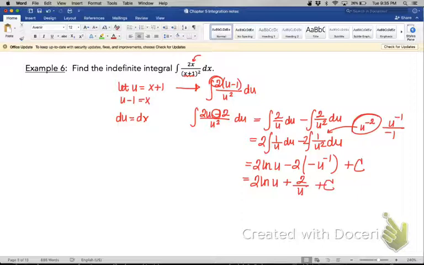And now we can go ahead and put our u's back in there. So I have 2 times the natural log. I forgot my absolute values here after I told you how very important that was. 2 times the natural log of the absolute value of x plus 1, plus 2 over x plus 1, plus c. Ta-da!